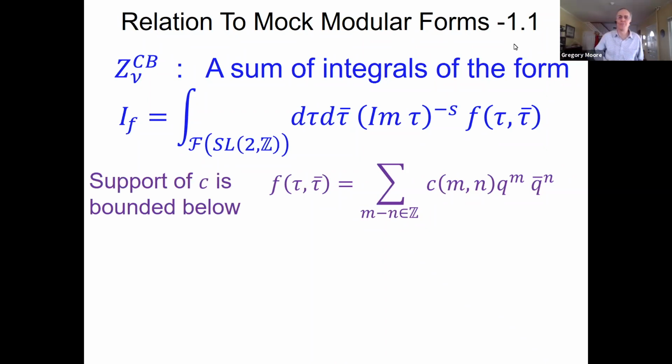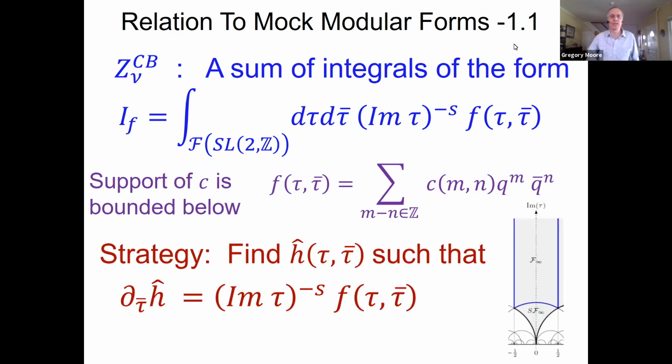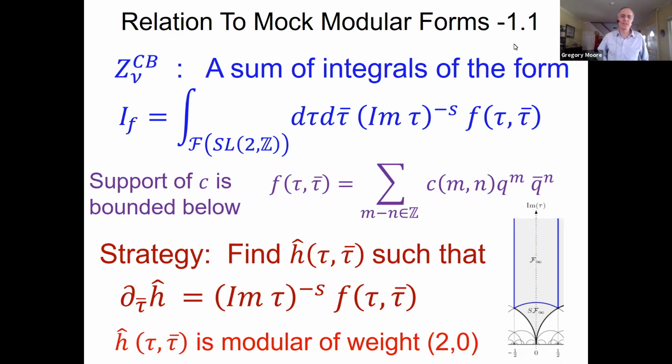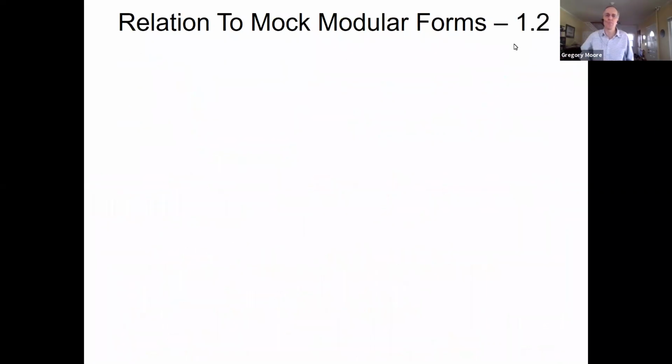And how are you going to do this integral? Well, a good way to try is integration by parts. So you try to write the integral of Im(tau)^(-s) f as a total derivative with respect to tau-bar of some h-hat, and then you're left with an integral over the boundary, the blue boundary region here. That's pretty useless unless the h-hat is modular. But if the h-hat is modular, then the finite boundary contributions will cancel thanks to modular invariance, and you're left with an integral across the fundamental domain from minus a half to a half at large Im(tau), and you take the limit to infinity.